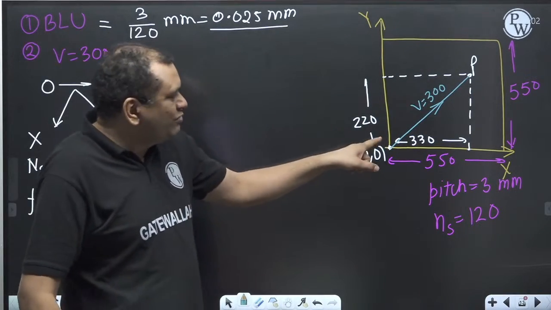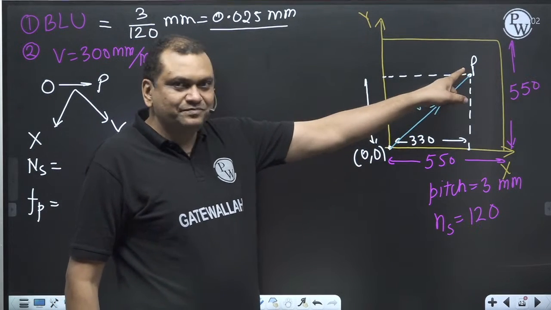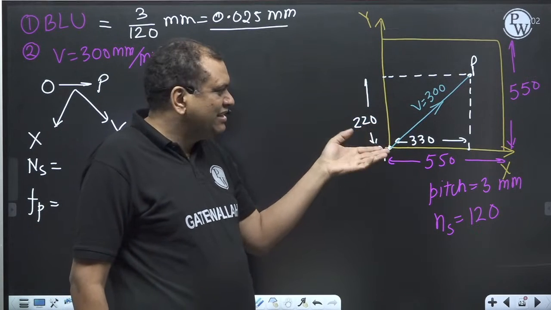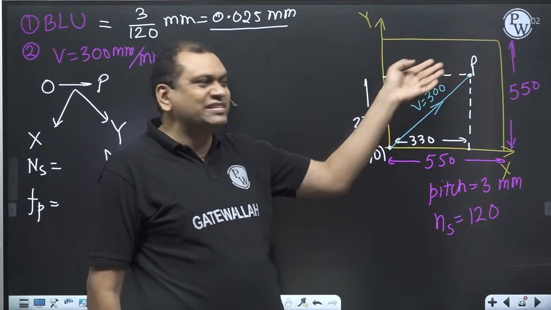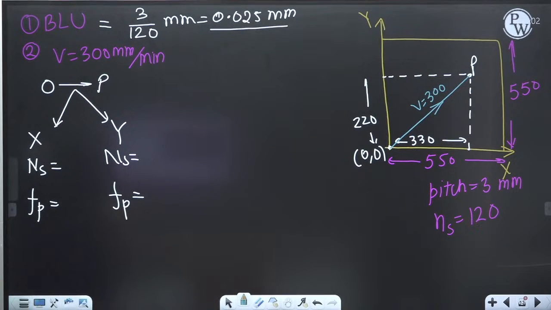I want to move my cutter from point O to P. So both stepper motors have to move simultaneously, X and Y. Both stepper motors have to move simultaneously to move the cutter along OP. And X.